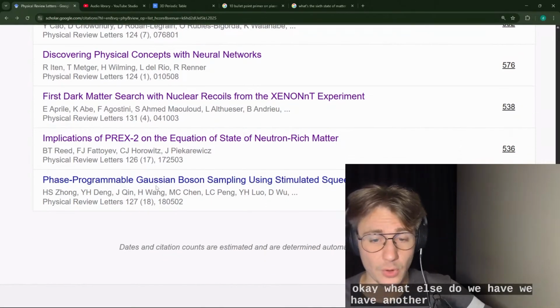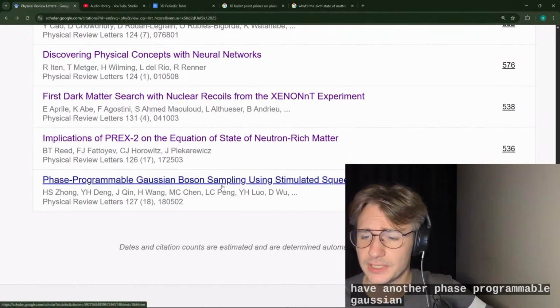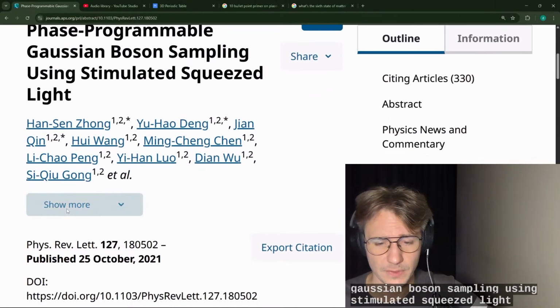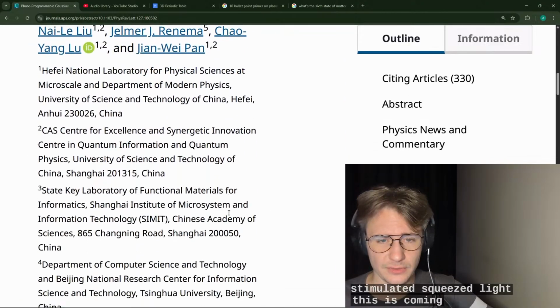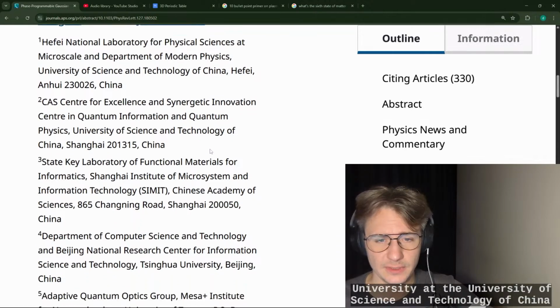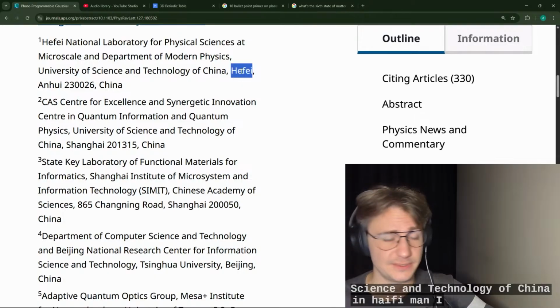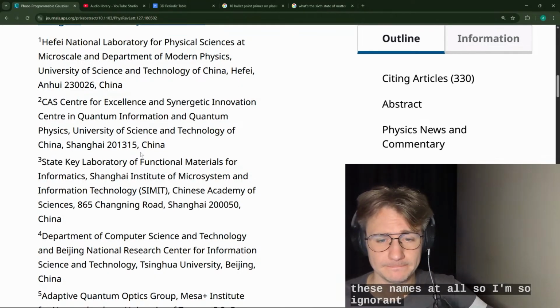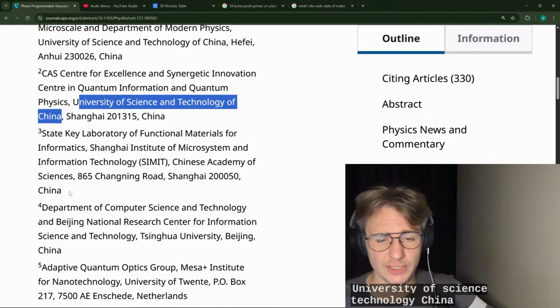We have another one: phase programmable Gaussian boson sampling using stimulated squeezed light. This is coming out of the Laboratory for Physical Sciences, Hefei, at the University of Science and Technology of China in Hefei. Oh man, I cannot pronounce these names at all. I'm so ignorant. University of Science and Technology of China, Chinese Academy of Sciences.